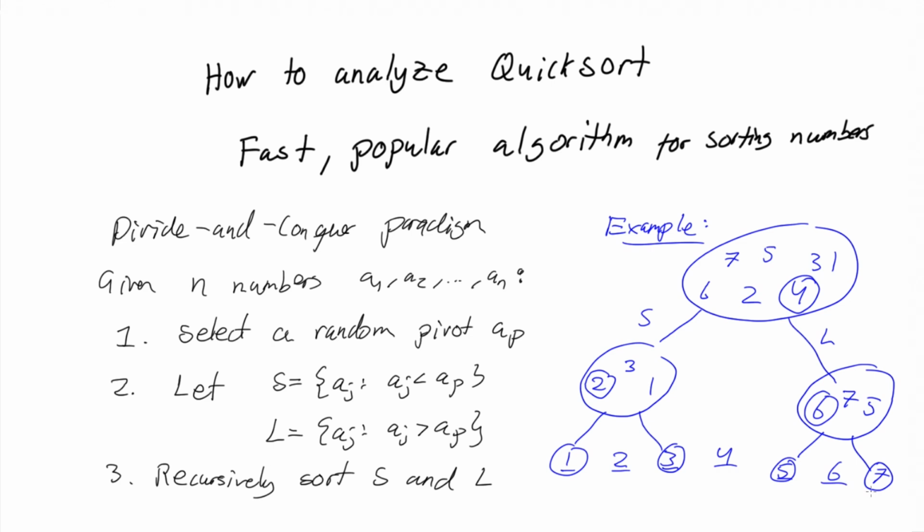So that's the quicksort algorithm. We are given a bag of n numbers. We select a random pivot AP in the first step. This partitions the data into 2 sets: the input that is smaller than the pivot and the input that is larger than the pivot. And then we recursively sort these 2 smaller instances to get a sorted sequence of the input.